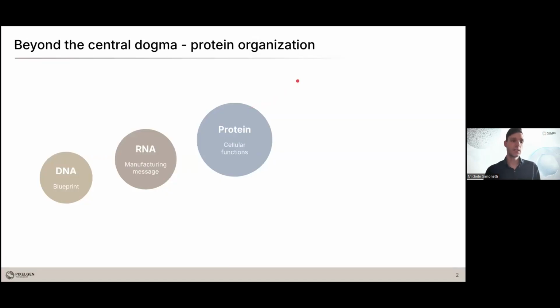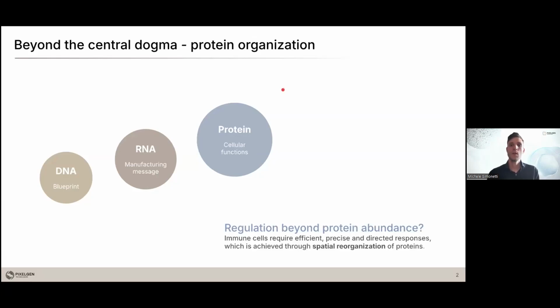So before we start digging into the method, it's always nice to give an introduction of why we wanted to develop this assay. And to do that, we have to look into the dogma of molecular biology, which of course everyone is familiar with, which starts with DNA as the blueprint, RNA, the manufacturing message, and the protein, important for cellular functions. So we know that most of the time when looking at protein, what is observed is the presence and the abundance of the proteins. But we know that there is much more beyond that.